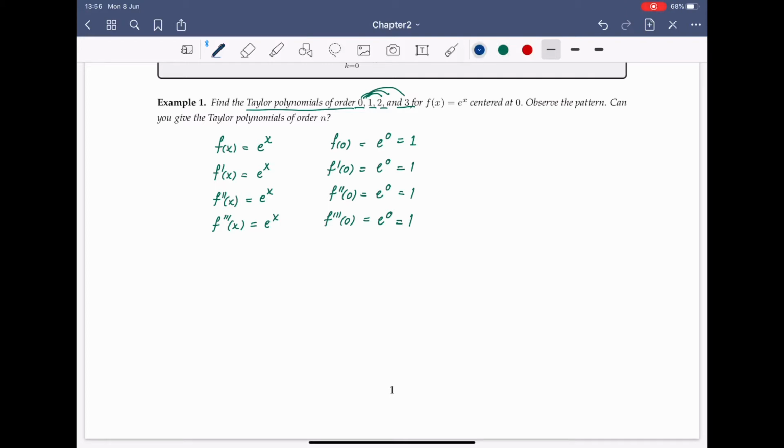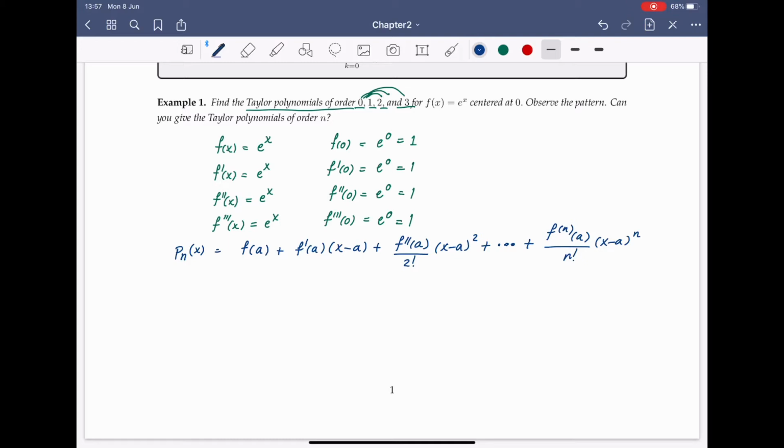All right, so when I have everything ready to use, let's go back to the definition of Taylor polynomial and see how to plug in. So the definition of Taylor polynomial is p subscript n of x. This is equal to f of a plus f prime of a times x minus a plus f double prime of a over 2 factorial times x minus a squared, and then plus dot dot dot plus the n-th order derivative of f at a over n factorial times x minus a to the n.